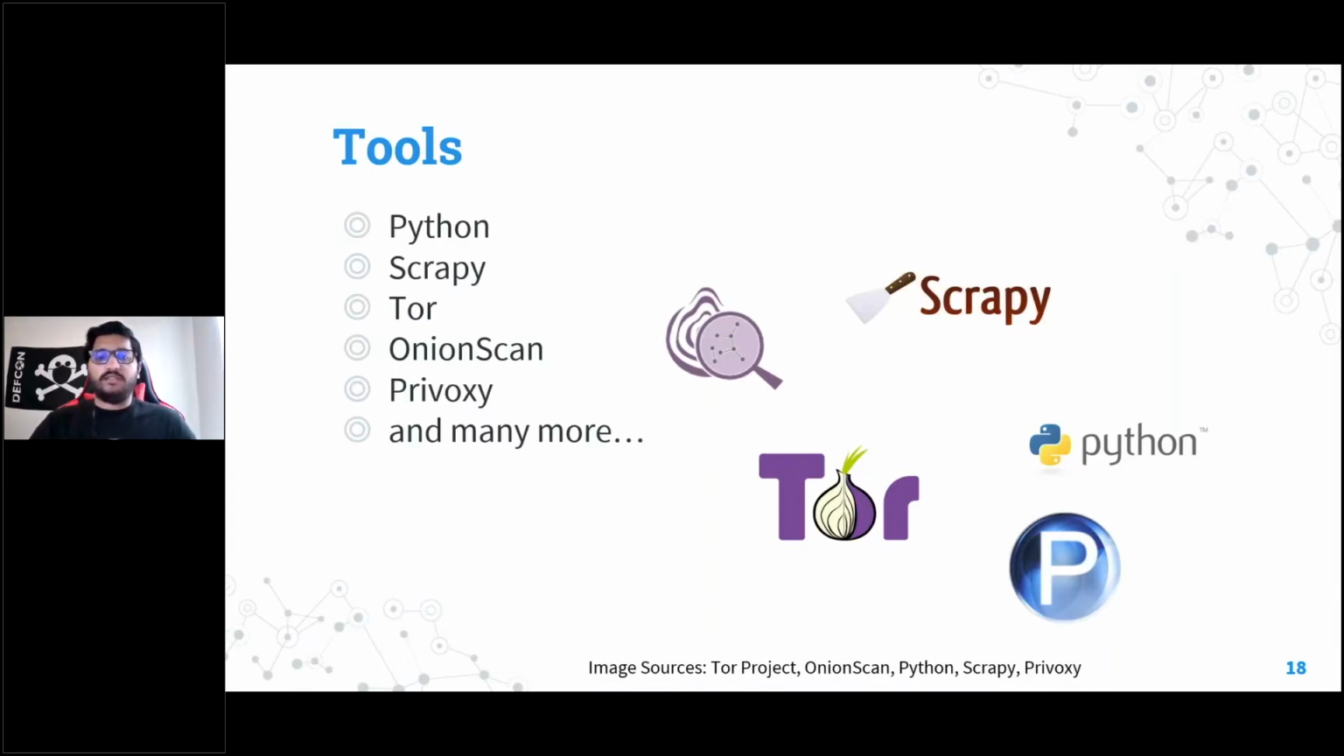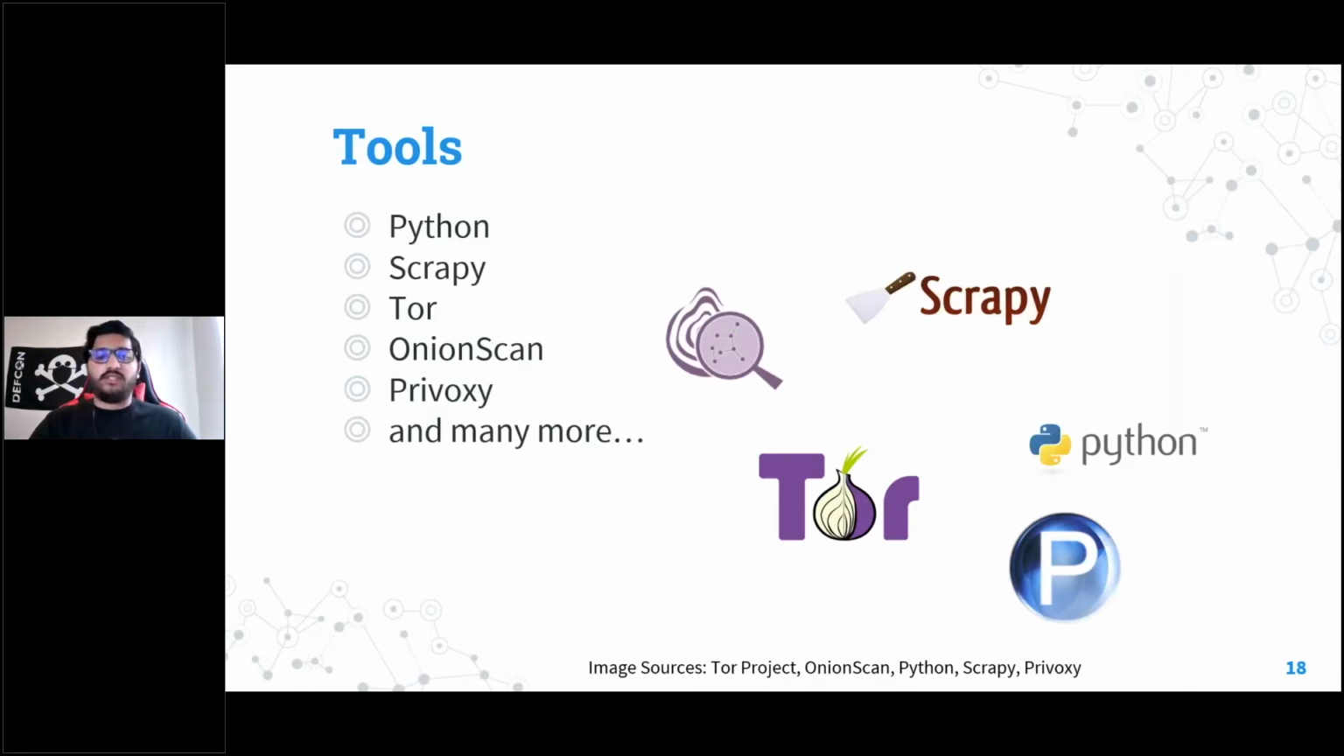The second one is Scrapy. Scrapy is a web scraping tool. It's a Python framework, and Scrapy is useful because it handles multi-threading automatically. You don't have to write separate multi-threading code for it. It handles everything in that framework. That's why Scrapy is really, really useful.